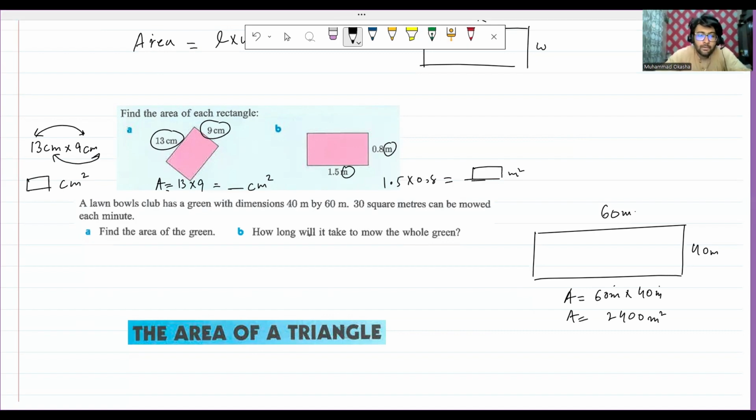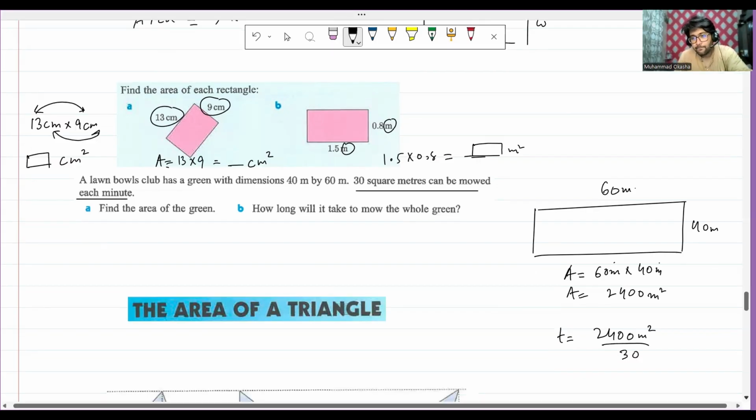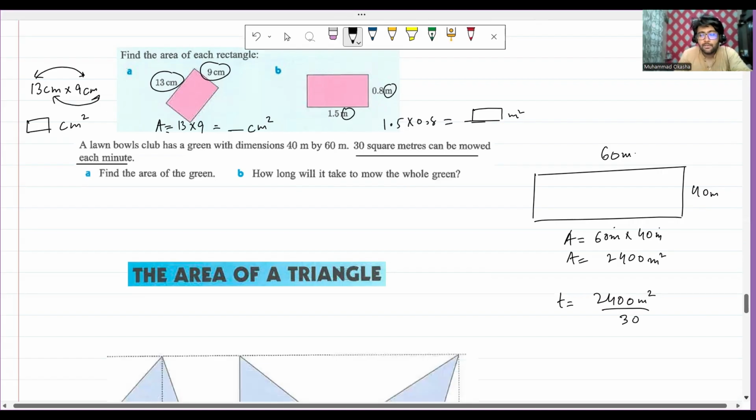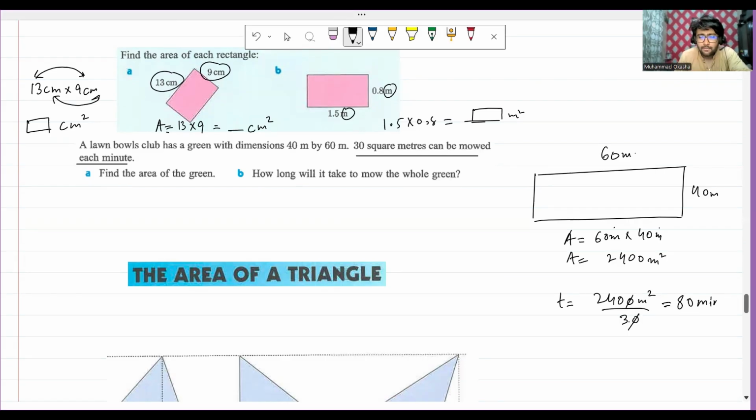30 square meters can be mowed in each minute. So in every minute you can mow 30 square meters, right? How much time is it going to take? Well, your total area is 2,400 square meters, right? In every minute you can mow 30 square meters. So time will be, if you work out the time, 80 minutes it's going to take, right?